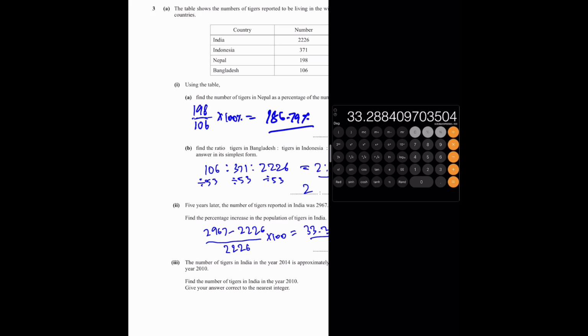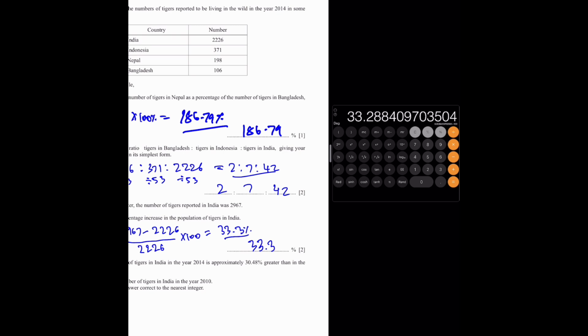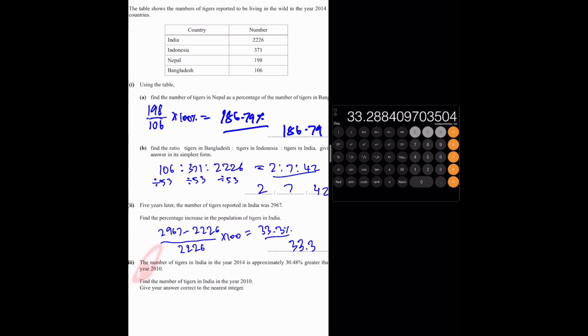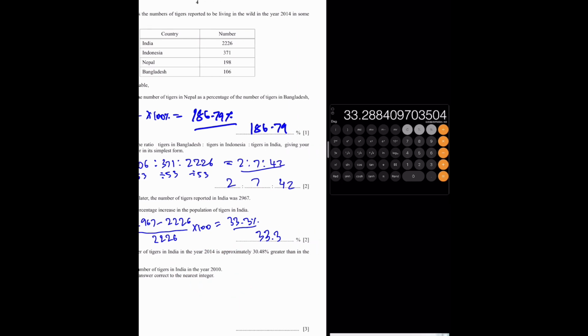The number of tigers in India in the year 2014 is approximately 30.48% greater than in the year 2010. Find the number of tigers in India in the year 2010. Give your answer correct to the nearest integer. Alright, so 30.48% greater means 130.48% of the original. And that's going to be 1.3048 of the original, right?